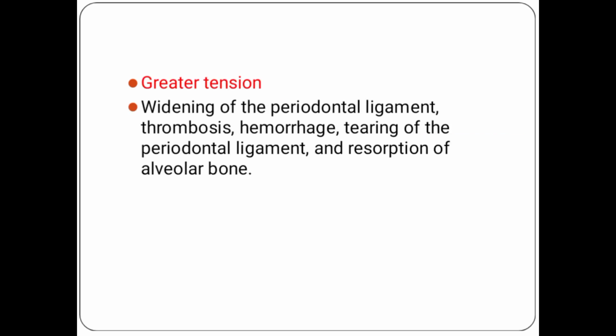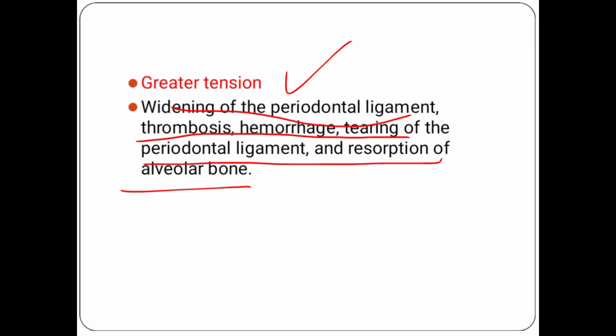In addition, there is increased resorption of the alveolar bone and resorption of the tooth surface. In greater tension, the periodontal spaces are widened. Hemorrhage happens, thrombosis, tearing of the periodontal ligament, and resorption of the bone. So there is thrombosis and hemorrhage, the periodontal ligament tears and breaks, and the bone is resorbing.